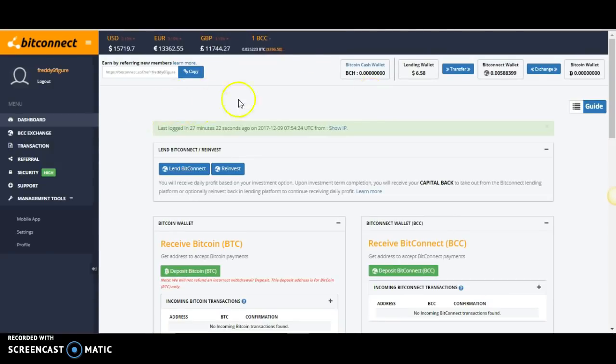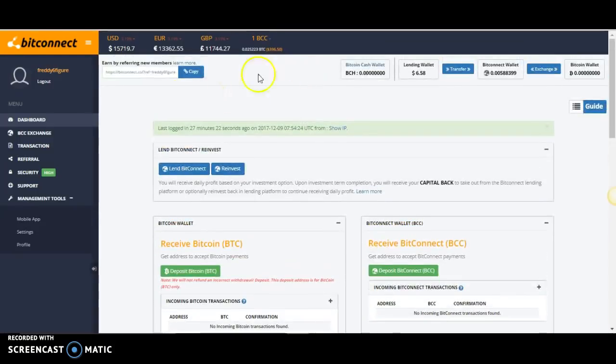Okay, so here it is. This is BitConnect. And once you get in here, you will see if you have Bitcoin Cash, because they accept Bitcoin Cash. Your lending wallet is your profit accumulated on a daily basis. Your BitConnect wallet would be the BitConnect funds you have. And your Bitcoin wallet would be if you had any Bitcoin transferred over to invest.